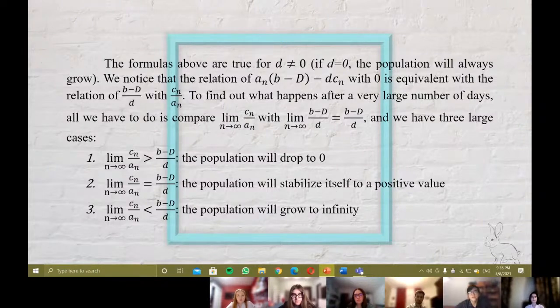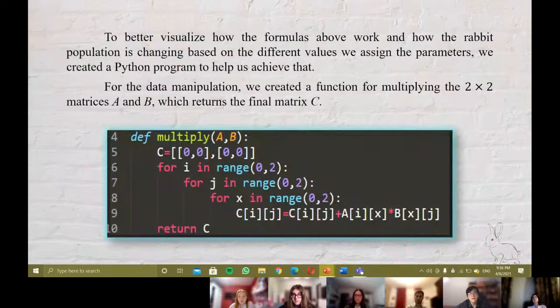We notice that the relation an multiplied by B minus capital D minus d multiplied by cn with 0 is equivalent with the relation of B minus capital D divided by d with cn divided by an. To find out what happens after a very large number of days, all we have to do is compare the limit when n goes to infinity of cn divided by an with B minus capital D divided by d. And we have three larger cases that are presented below. Now I will let my colleague Tudor continue the solving of the problem.